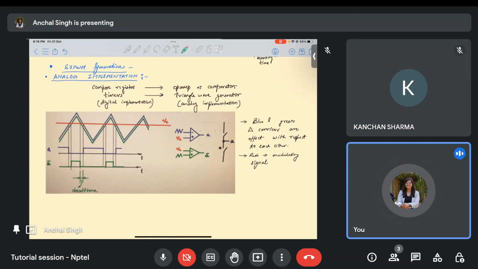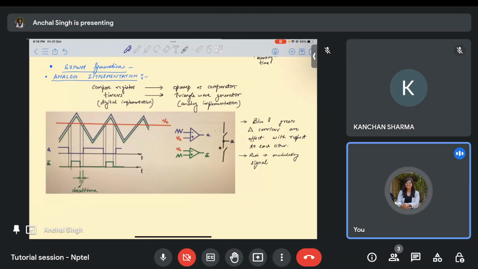And another thing, when you are doing the blanking or the dead time generation using analog implementation, what you do is, instead of taking one carrier wave, you take another carrier wave which is offset from the first carrier wave by some amount. So you give a small offset to them, and this offset gives you pulses that have inherent blanking time in their waveforms.